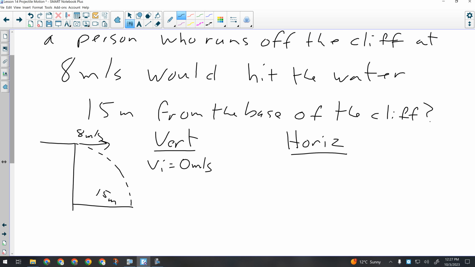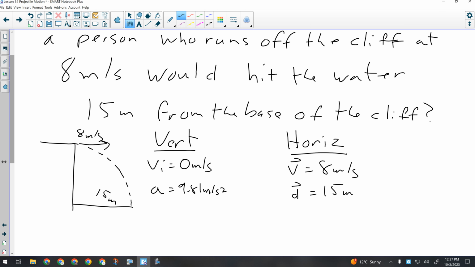They ran horizontally off the cliff, so they weren't moving vertically at time 0, so initial vertical velocity is 0. And the acceleration is 9.81 meters per second squared down. That's all I know vertically. The other two pieces of information they gave me were horizontal: the horizontal velocity, 8 meters per second, and the horizontal displacement, 15 meters.